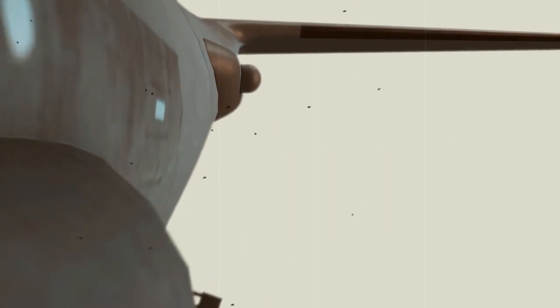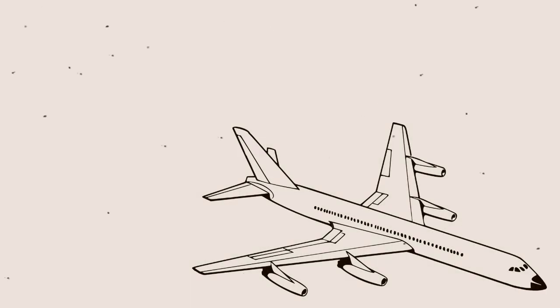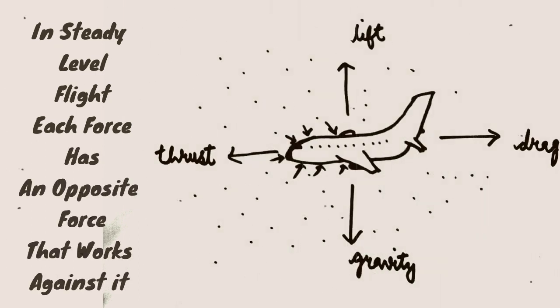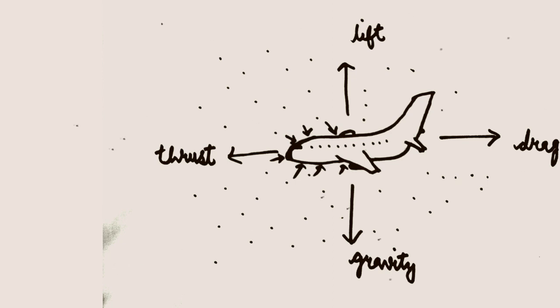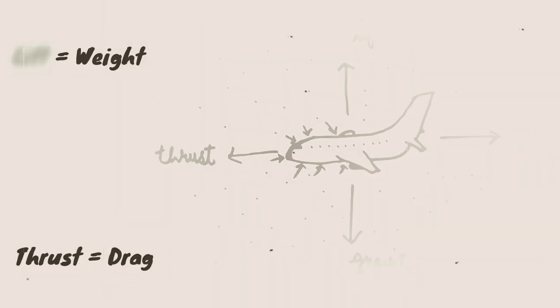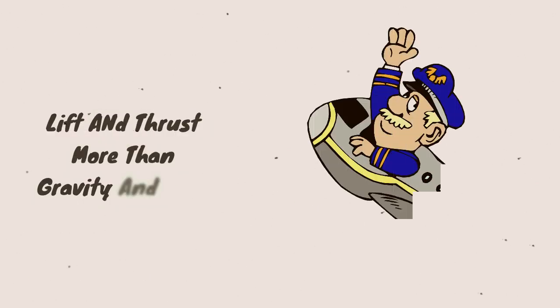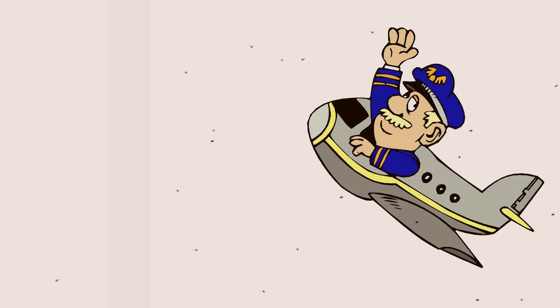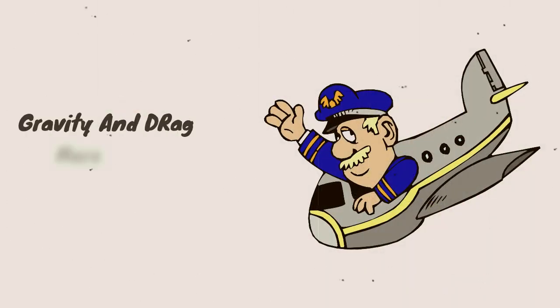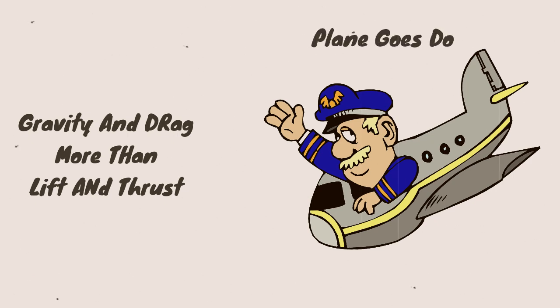The way the four forces act on the airplane make the plane do different things. In a steady level flight, each force has an opposite force that works against it. That is, lift works opposite of weight and thrust works opposite of drag. The aircraft goes up if the forces of lift and thrust are more than gravity and drag. If gravity and drag are bigger than lift and thrust, the plane goes down.